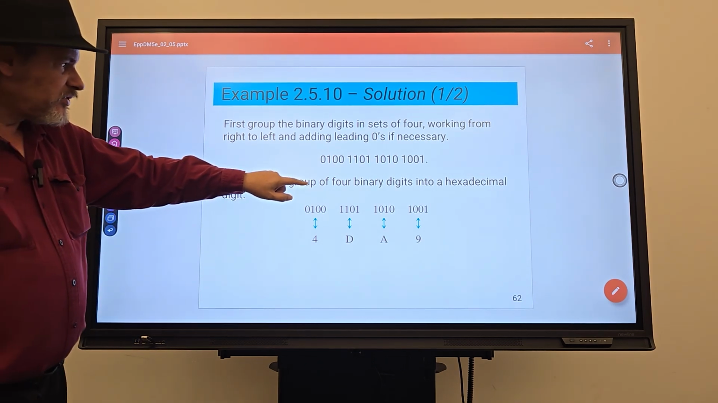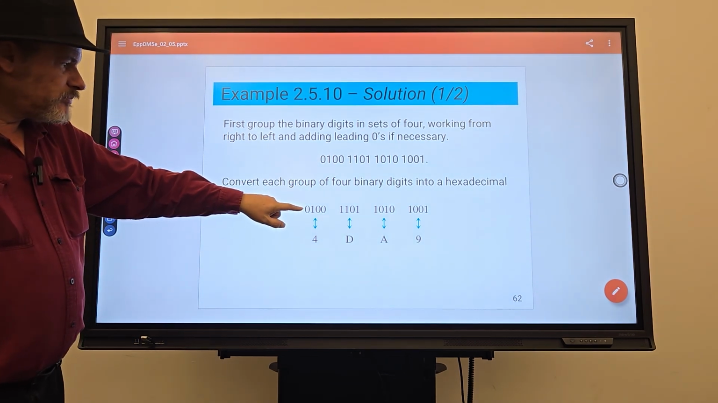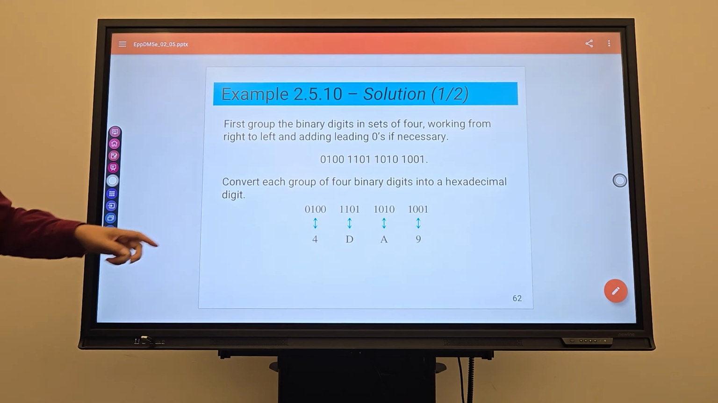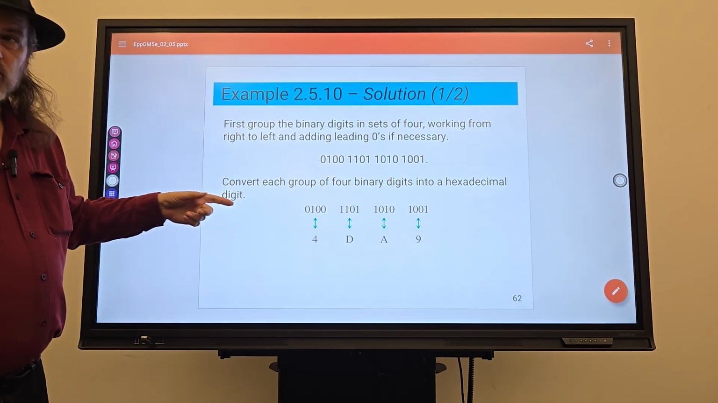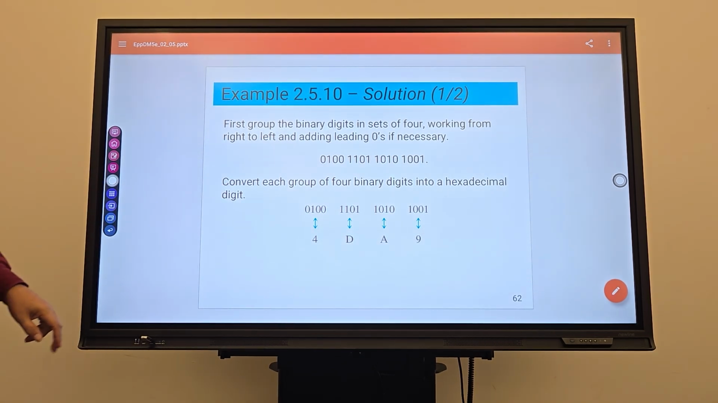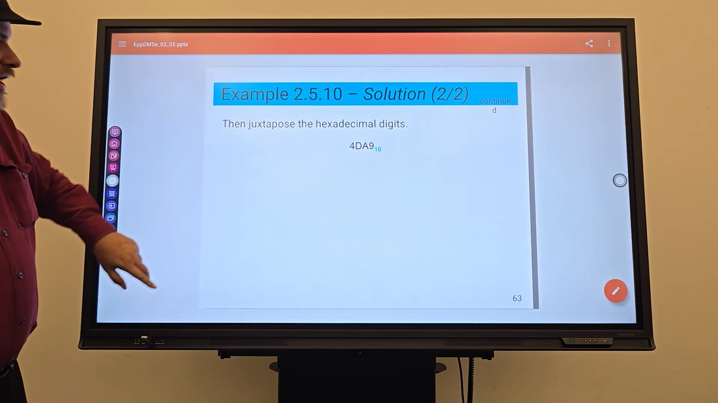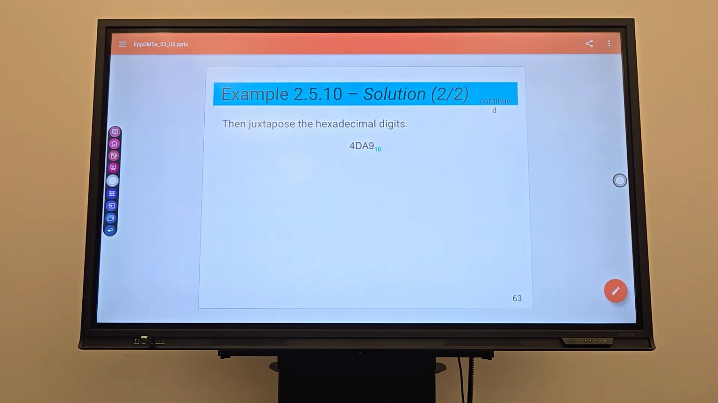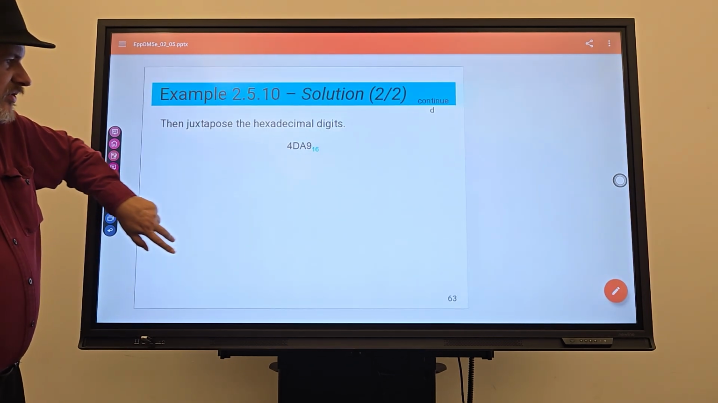If there's not an even number of 4, add leading zeros. Doesn't affect the value. Do the same with that.